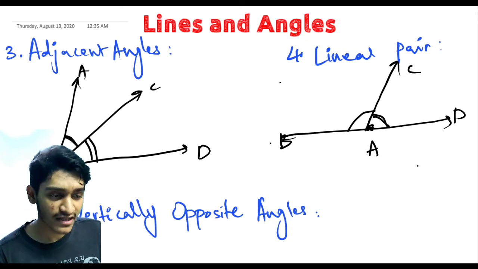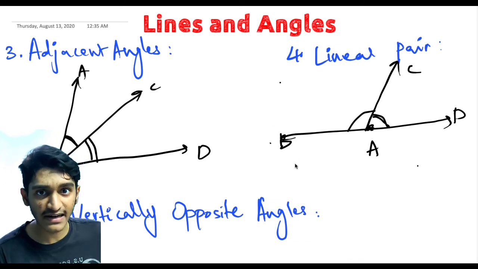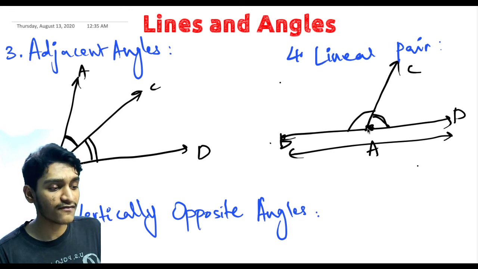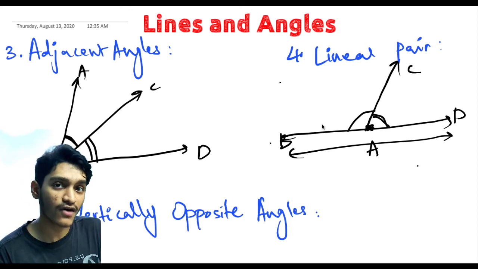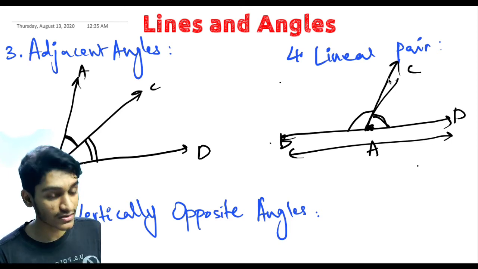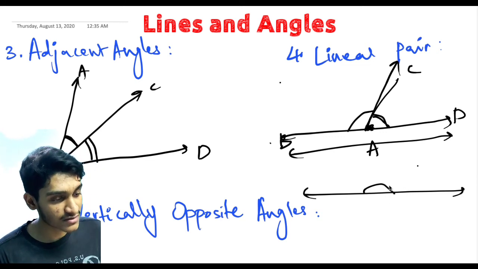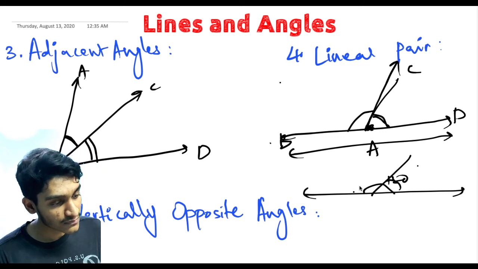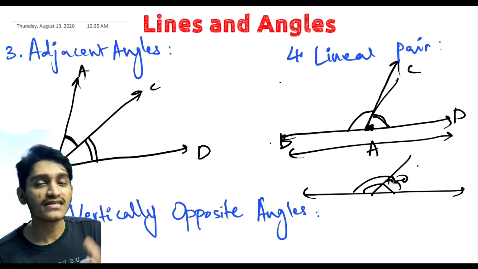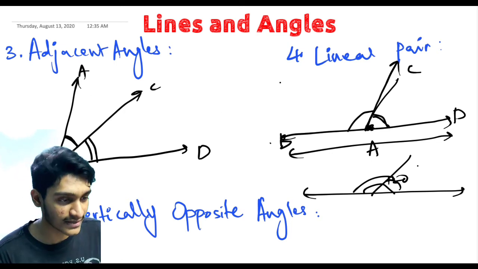But before applying linear pair, you have to make sure that there is a straight line over here. In this case, BAD is a straight line, and this vertex A is responsible for another ray, which is AC. So on the straight line BAD, which is 180 degrees, this is divided into two different parts. One part is 60 degrees, then the other part is 180 minus 60, which is 120 degrees.